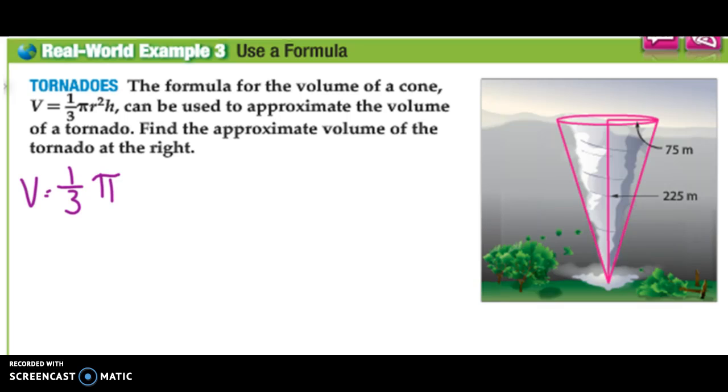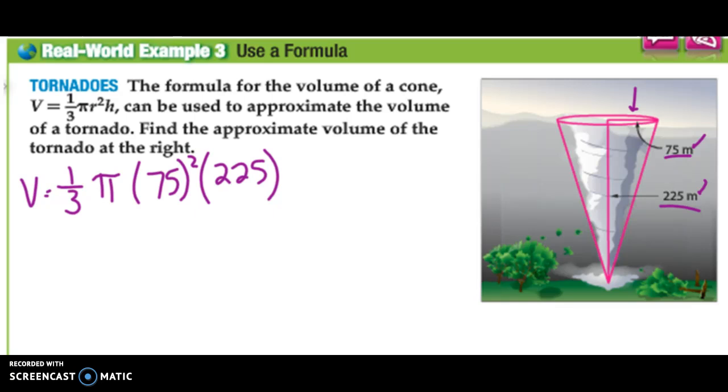Then the next thing I need to look for is the radius. Now, if I look at my picture right here, I have two numbers. Radius is obviously going to be this amount right here. Okay? So what I'm going to do is I'm going to put that in. So 75 squared. And then finally, the height of my tornado is 225. You might have to change later on, but you'll notice that the units are both meters here, so I don't need to change those at all. Okay? So all I've done is replace my variables with their numeral amounts.